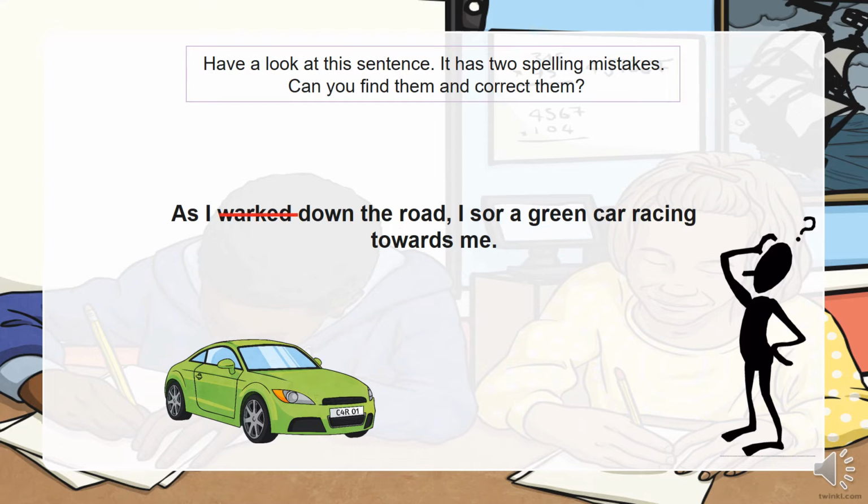The first one is the spelling of walked. Should be spelt like this. And the second mistake is this spelling of saw. It should be spelt like this. Well done if you got them both correct.